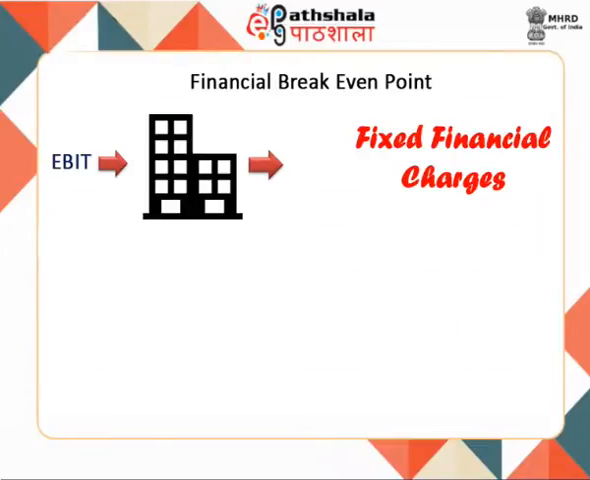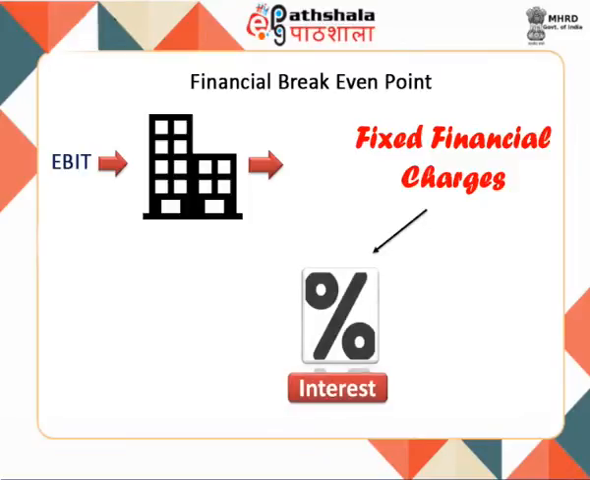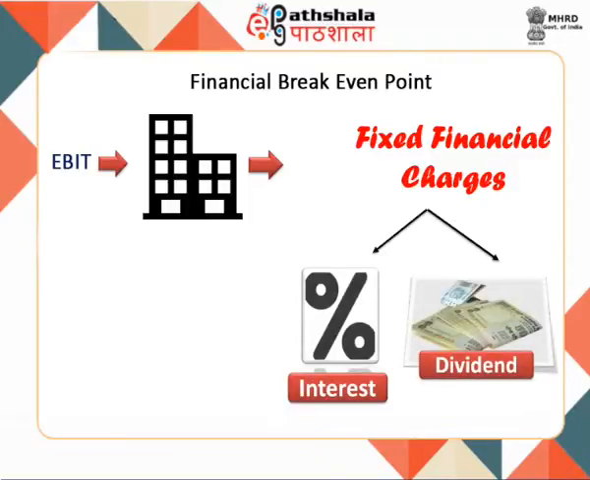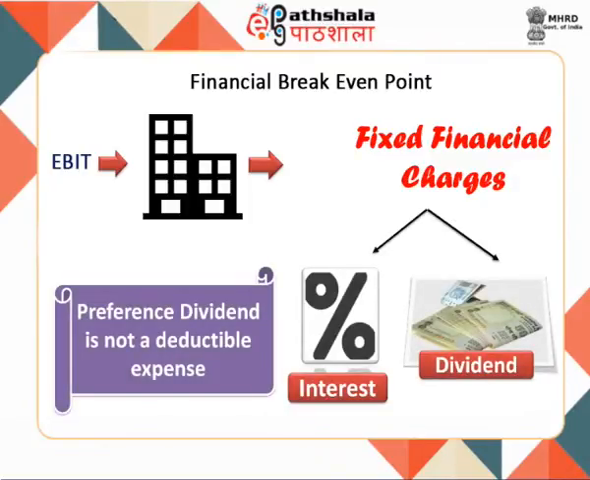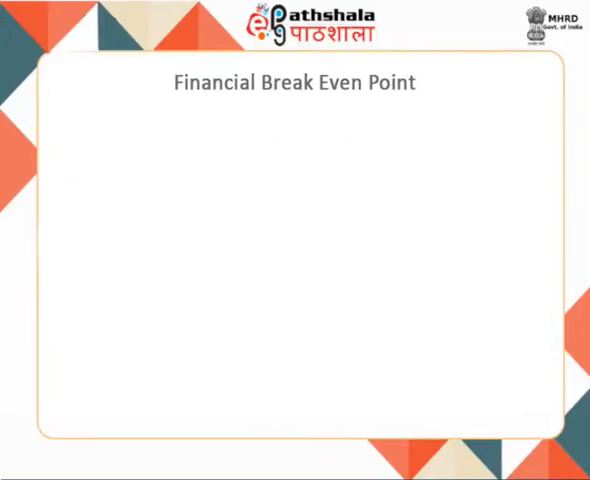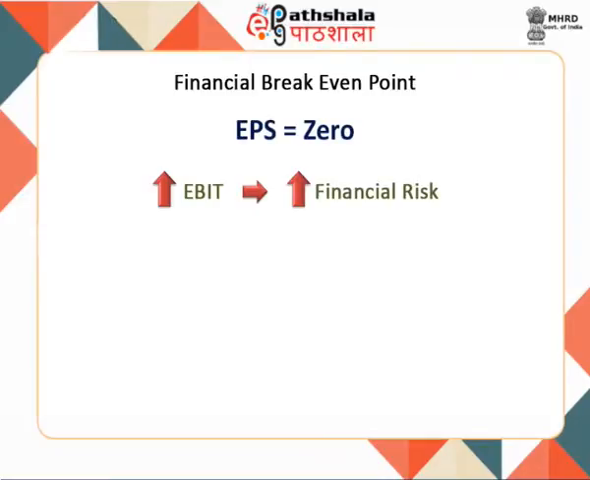Financial break-even point is that level of earnings before interest and taxes at which the firm is able to cover all the fixed financial charges, that is interest and preference dividend. As preference dividend is not a deductible expense, the amount of dividend is to be grossed up. Financial break-even point is the level of earnings at which the earning per share is equal to zero. The higher the value of financial break-even point, the higher the financial risk of investment in the firm's stock.